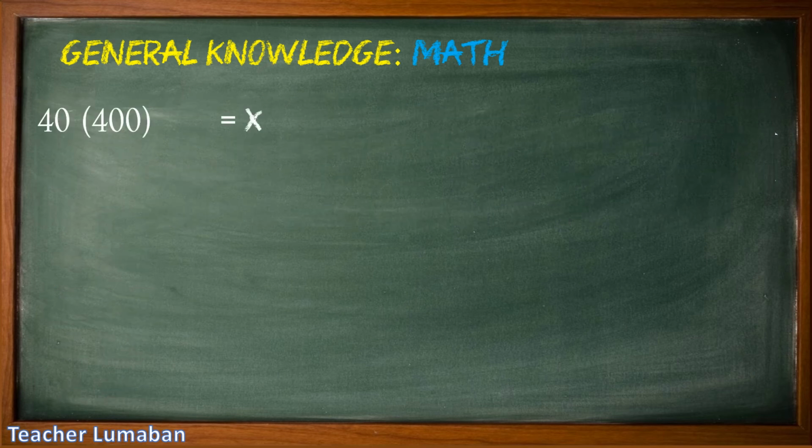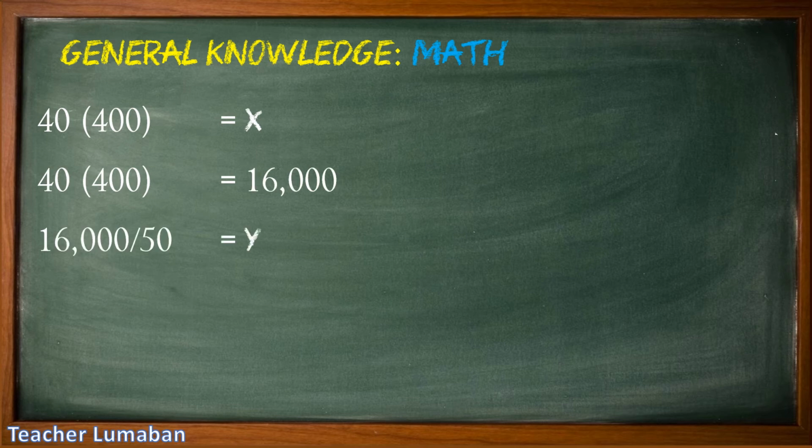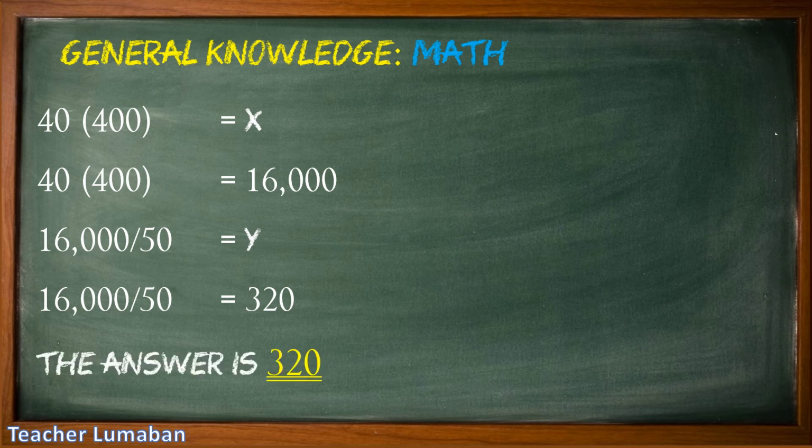40 multiplied by 400 equals X. 40 multiplied by 400 equals 16,000. 16,000 divided by 50 equals Y. 16,000 divided by 50 equals 320. The answer is 320.